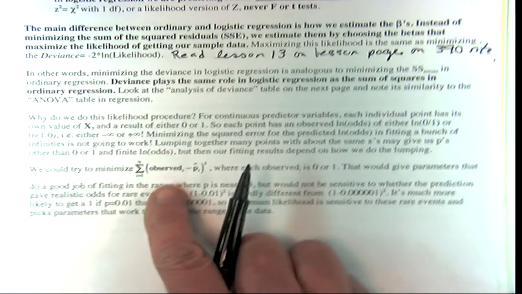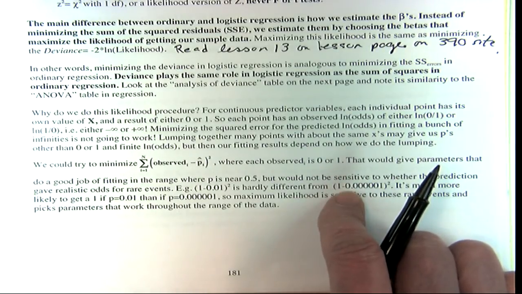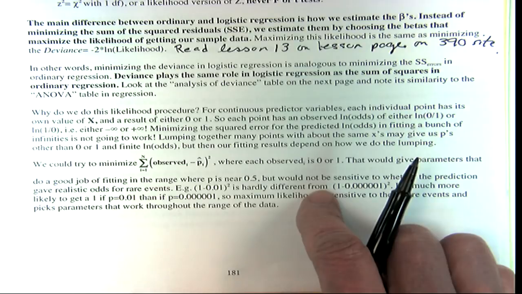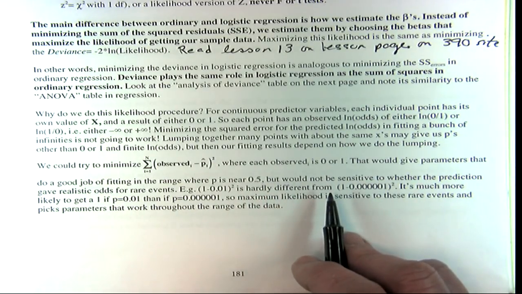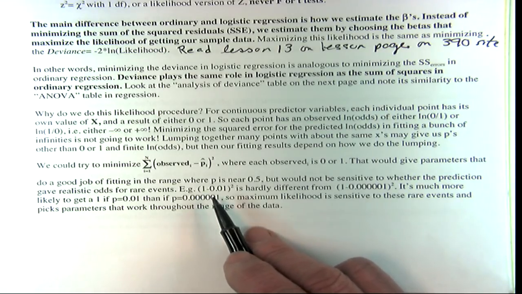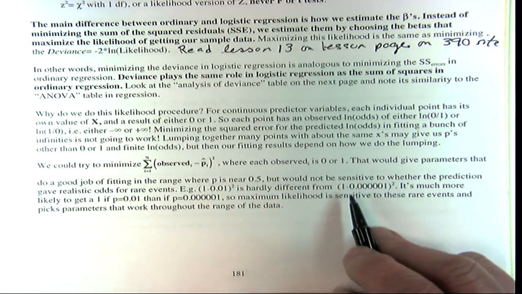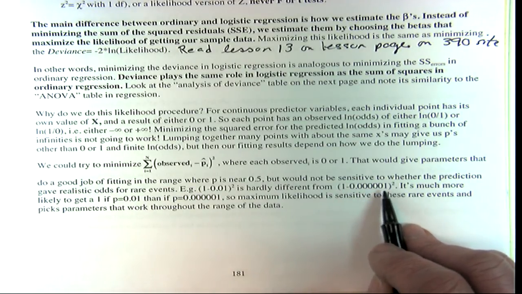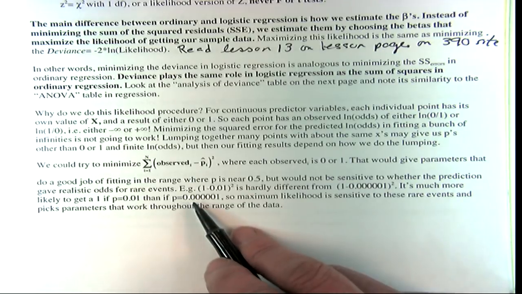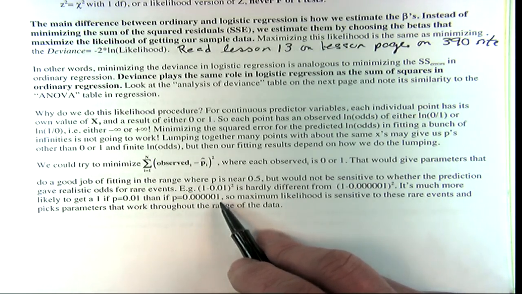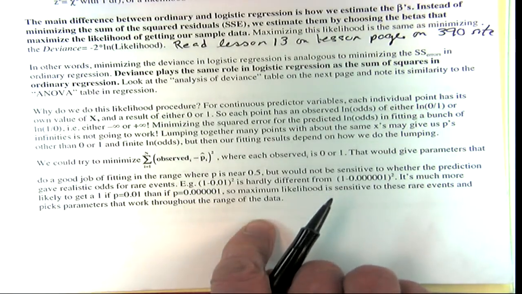I mean, you could just say, okay, we're going to minimize the observed minus the predicted, where each observed is 0 or 1. Let's say you did that anyway. The problem is it does an okay job of fitting near the middle, but it wouldn't be sensitive to whether the prediction gave realistic odds for rare events. Do you see how, once you square this, 1 minus 0.01 squared is hardly different than 1 minus 0.000001 squared? But you're much, much more likely to get a 1 for 0.01 than for 0.00001. Maximum likelihood is sensitive to the rare events. It's sensitive throughout the entire data. So it's much, much better to do that.